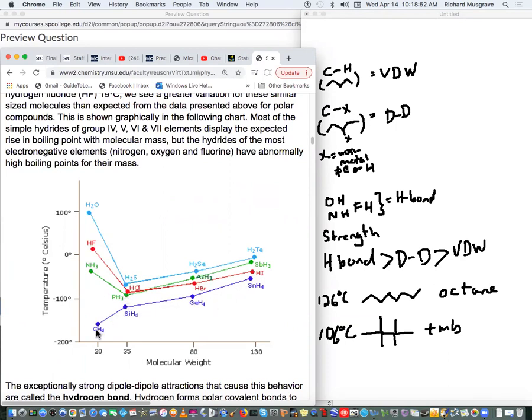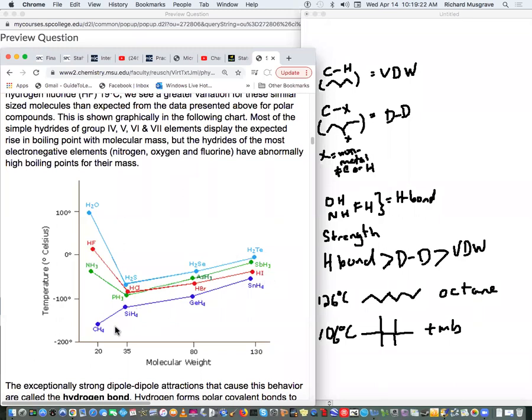So this is group 4, carbon, silicon, germanium, tin. So that's on the periodic table. This is group 5, the green one. You got nitrogen, phosphorus, arsenic, and antimony. And then group 6, you've got oxygen, sulfur, selenium, tellurium. And then group 7, you've got fluorine, chlorine, bromine, and iodine. So these represent groups 4, 5, 6, and 7 on the periodic table.